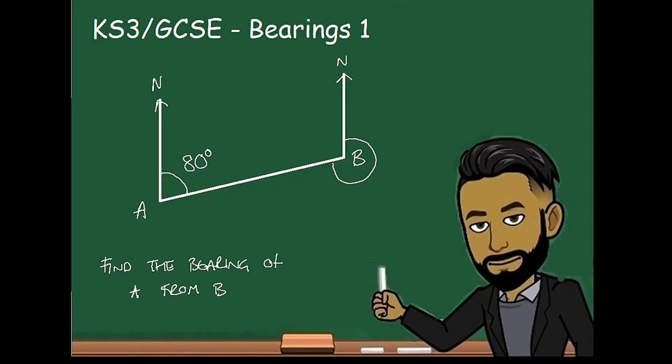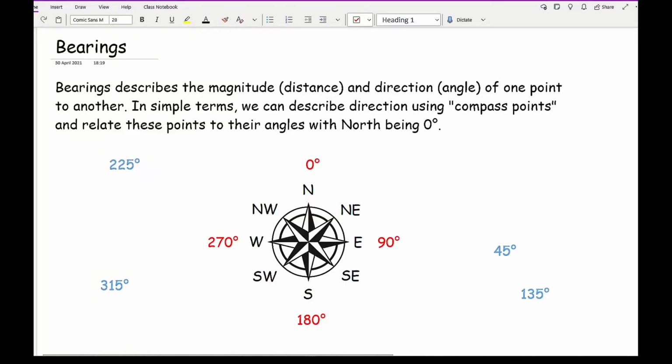So welcome everybody to this latest video looking at KS3 and GCSE maths, and in this video we'll be focusing on bearings. Now bearings describes magnitude, in other words distance, and direction, which is an angle of one point to another.